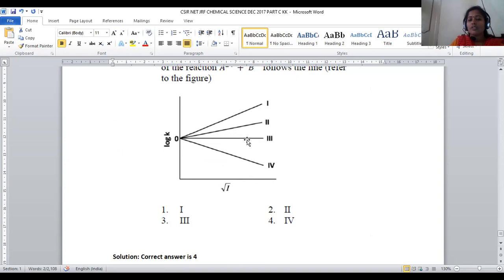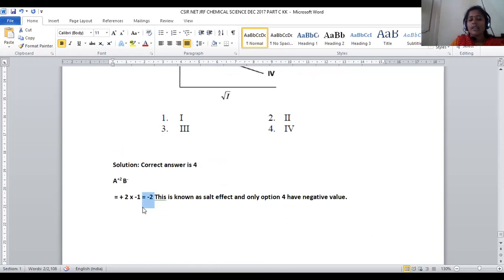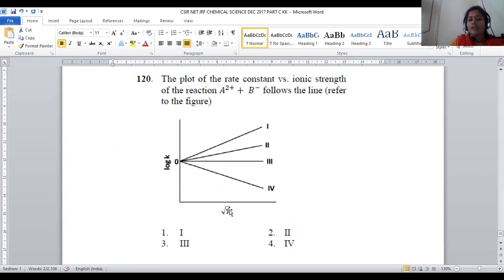So third plot corresponds to 0, and options 1 and 2 correspond to positive. Option 4 only corresponds to negative. Here negative term is required. That's why this A plus 2 plus B minus follows the line of 4, because negative slope is required. So that is given only in option number 4. For question number 120, option number 4 will be the right answer.